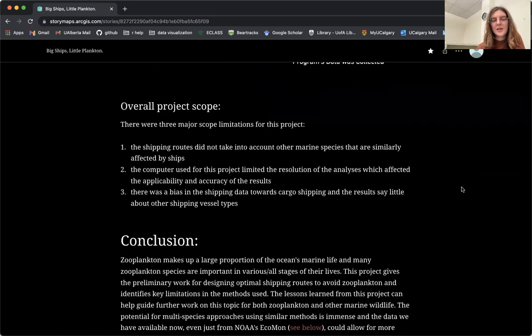And then the third major limitation is overall project scope. So there were 3 major issues here. The first is that the routes did not take into account other marine species that were similarly affected by ships. The second issue was that the computer I used for this project really limited the resolution of my analyses, which affected the applicability and accuracy of the results. 5 kilometers squared was just way too big of a grid cell size for this project. And then finally, there was a bias in the shipping data towards cargo shipping. So my results really say little about other shipping vessel types.